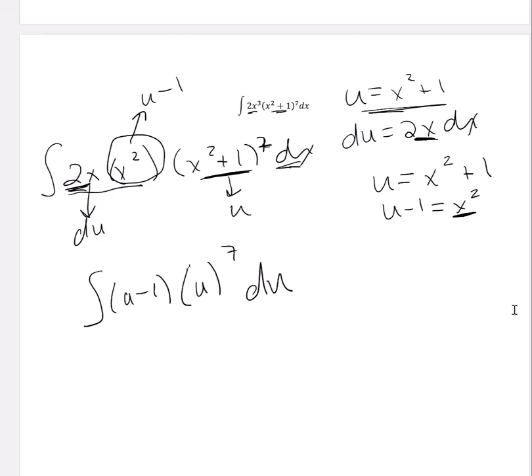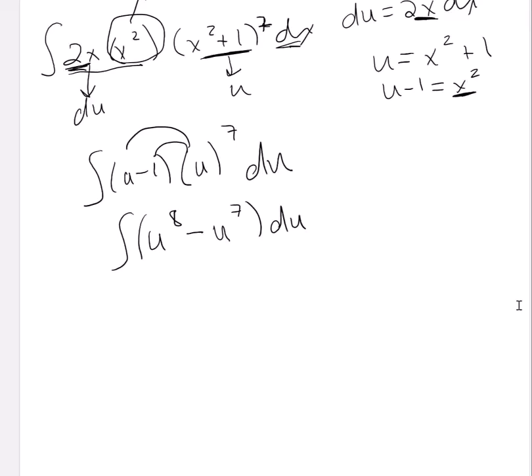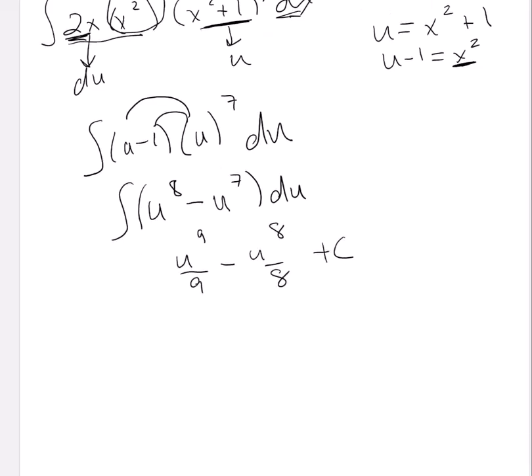And what this allows me to do is distribute. So u to the 7th times u is u to the 8th. u to the 7th times 1 is u to the 7th. This is du. Now when I integrate, power goes up. So this is u to the 9 over 9 minus u to the 8 over 8 plus c. u originally, right here, says x squared plus 1. So I have x squared plus 1 to the 9th over 9 minus x squared plus 1 to the 8 over 8 plus c.